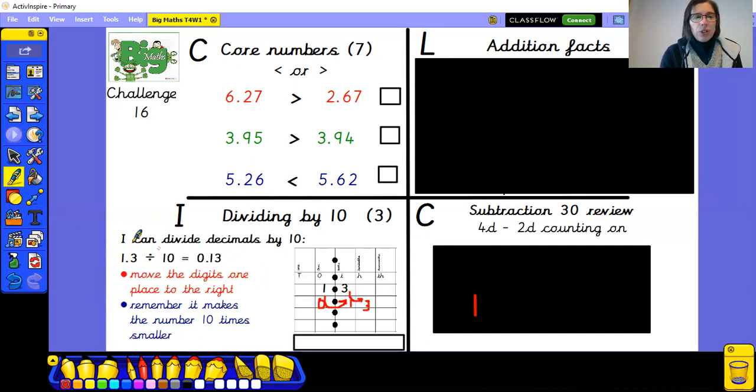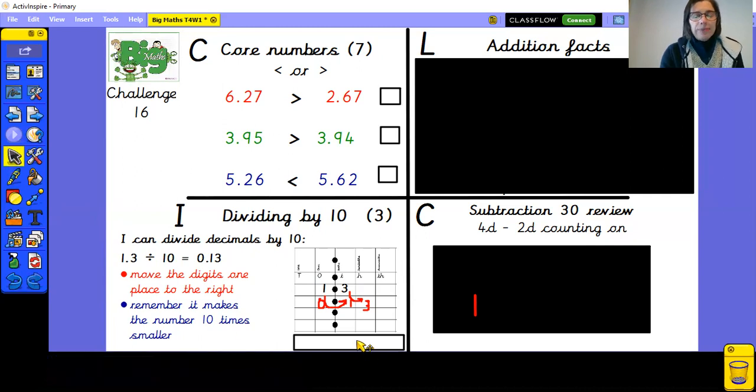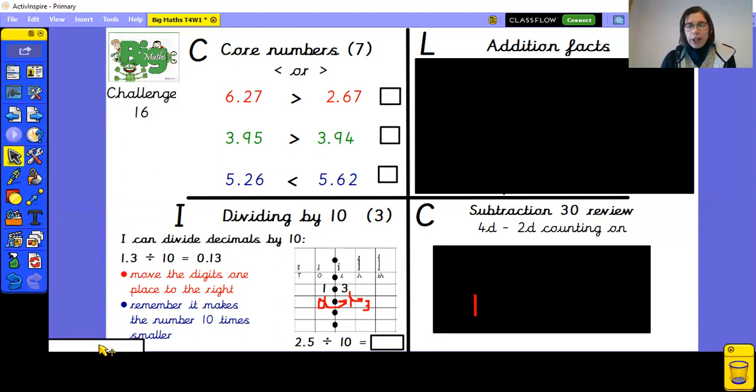Well done if you've done it with me as well. Now, what is it going to be for 2.5 divided by 10? So we modeled 1.3 divided by 10. Now it's your turn. So 2.5 divided by 10. You can write it in your place value chart and move each digit to the right. So 2.5 divided by 10.